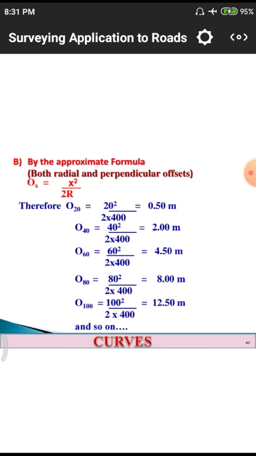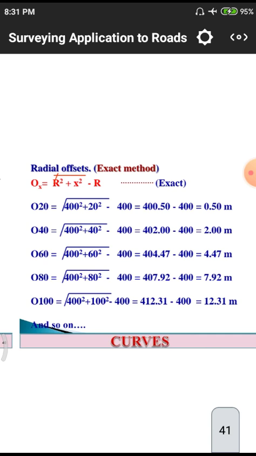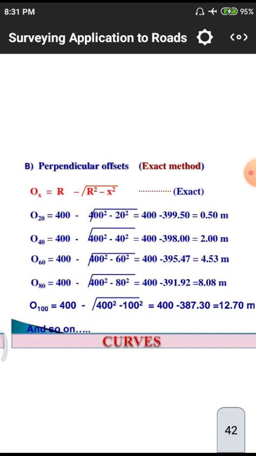This is the O20, another method. Here we have a total of 3 methods. First method: Ox equals square root of r square plus x square minus r. This is the first method of taking offsets. After that, the second method: Ox equals r minus square root of r square minus x square. In the first formula we have a plus symbol, square root of r square plus x square minus r. In the second formula we have r minus square root of r square minus x square.